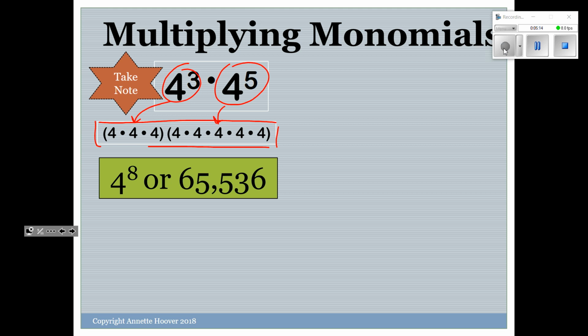Actually, see this 8 right here, the exponent of 8? We had a 3 and we had a 5. But what did we do with those exponents to get an 8? We actually added them together.